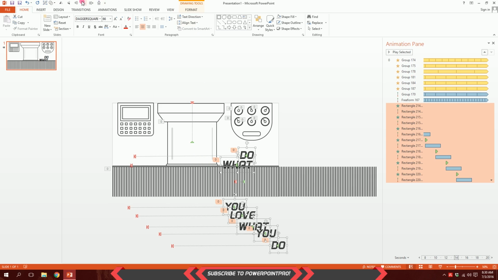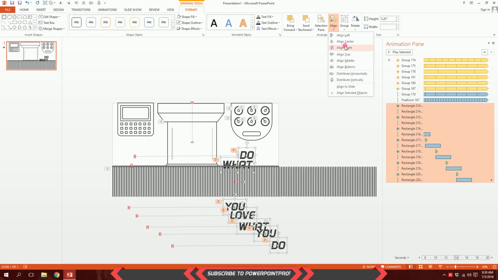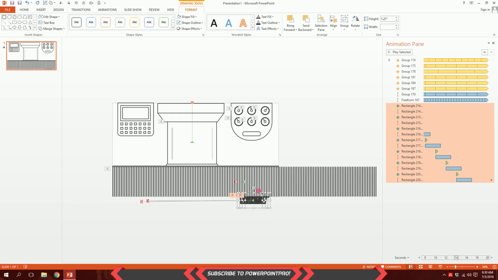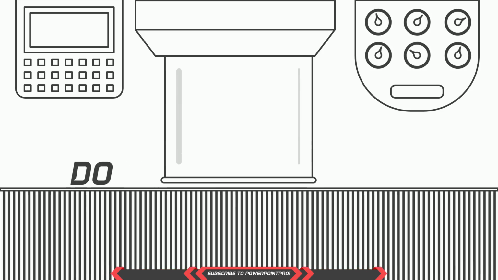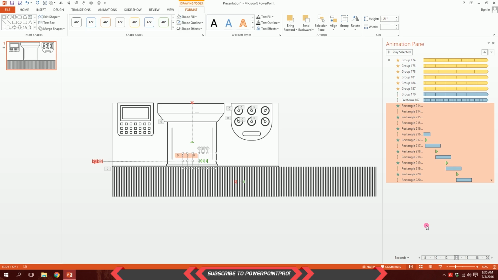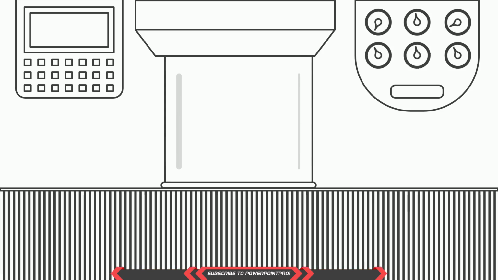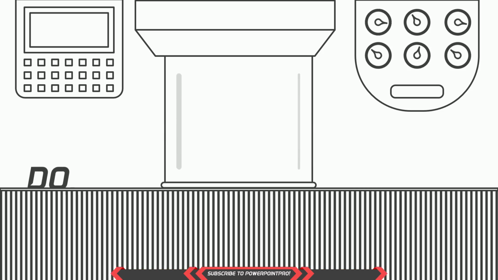So I'm gonna drag over all of this again and align them to the middle and the center, and then align them on the right. Then I'll put them right over here and hit the slideshow, and our do what you love, love what you do animation is ready.